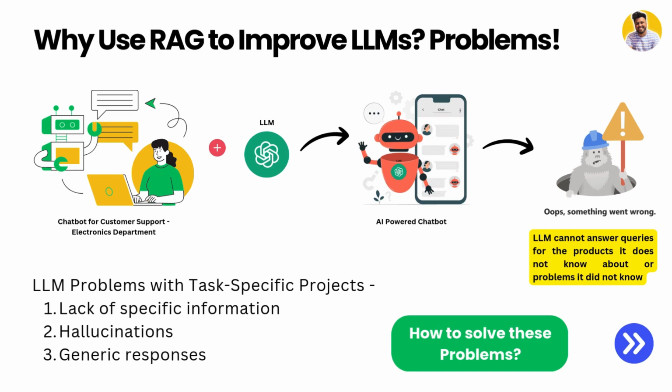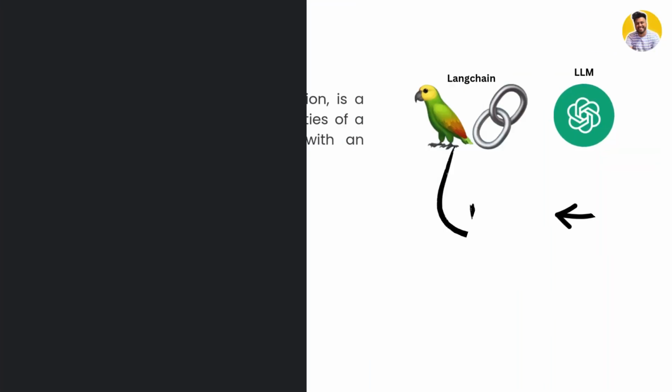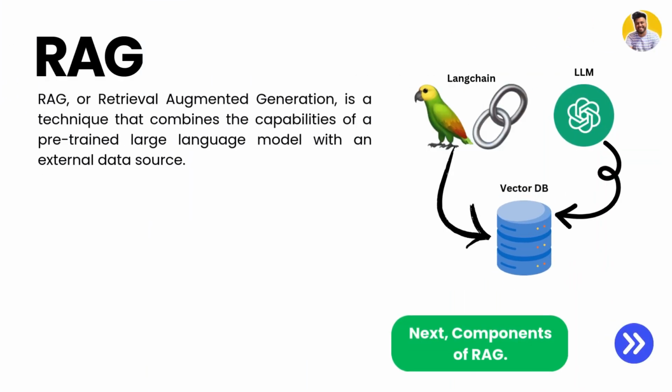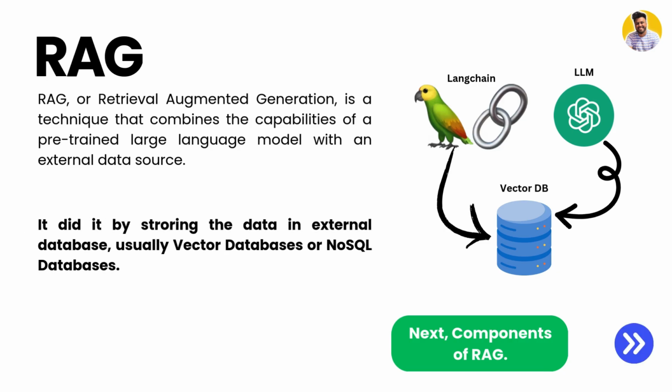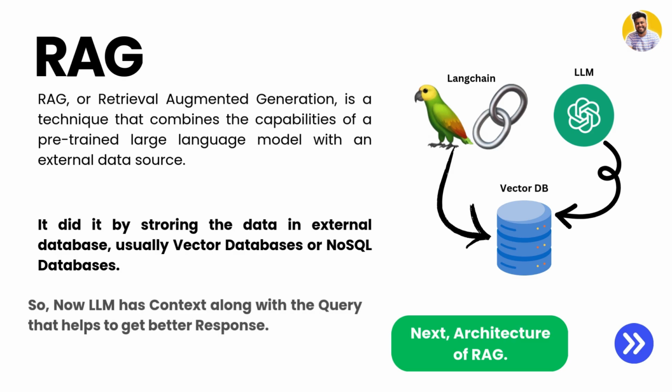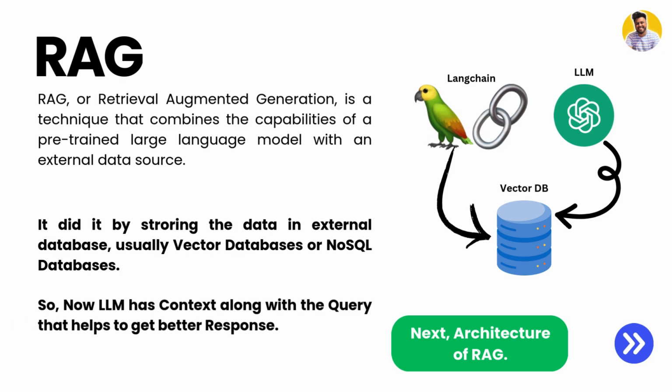How do you solve this problem? The answer is RAG. RAG is a retrieval augmented generation framework that combines the capabilities of a pre-trained large language model with an external data source. It does it by storing the data in an external database, usually a vector database or a NoSQL database. Okay, so now you have the large language model with its context, together with the query, which helps to get a better response. Now let's talk about the RAG architecture.